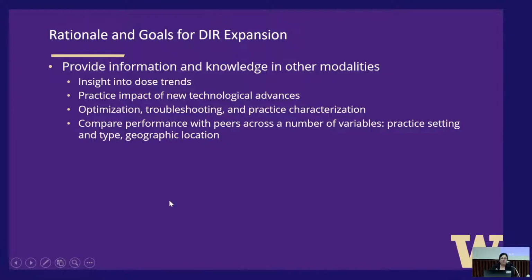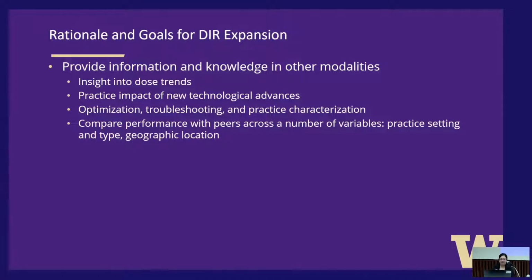DIR is now looking at trying to expand what they do. So what is their rationale and goals for doing that? Well, they want to provide information and knowledge of other modalities besides CT. CT is the most popular one. But why is that important? Because you can look at insight into dose trends. You can look at the practice impact of new technological advances. Sam mentioned dual energy, photon counting. What impact does that have on radiation dose? So you need to revisit modalities and what you're doing in registries over a period of time as new technology is introduced.